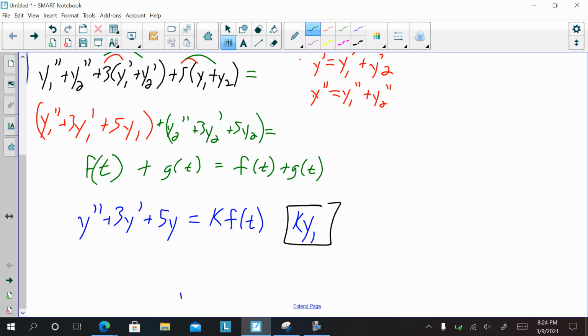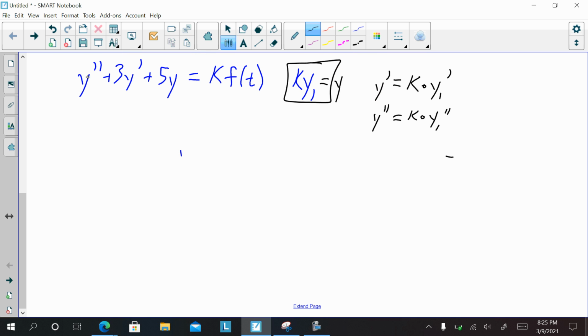If y is k times y sub 1, then y prime is, since k is a constant, k times the derivative y1 prime. The second derivative, again k is a constant, and then we take the derivative of y1 prime, which is y1 double prime. So we replace the second derivative with k times y sub 1 double prime, the first derivative with k times y1 prime, and y with k times y1.